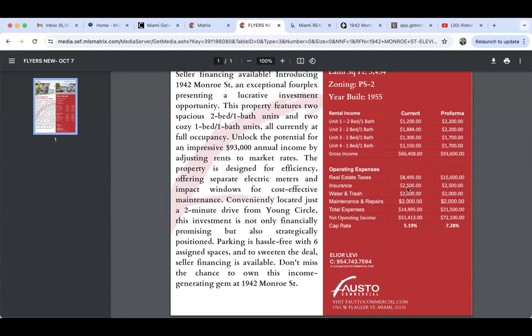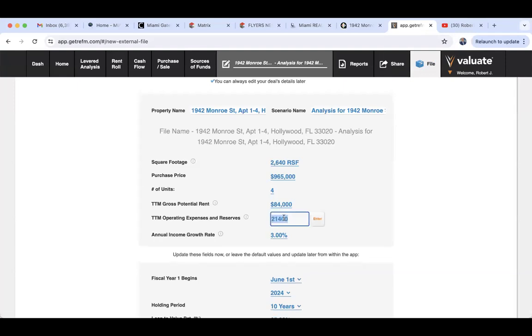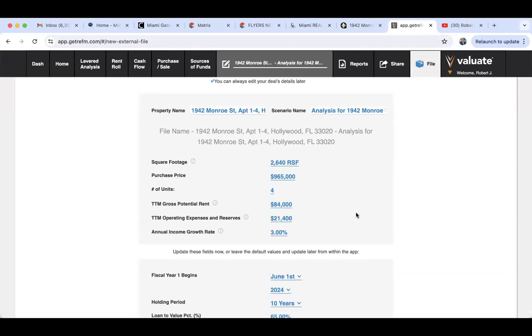So my insurance went way high. I put in $7,000 in insurance. They have $2,500 in insurance. They also have water and trash at $2,000, maintenance and repairs, total expenses of $15,000. So I am already way above that at $21,000. I don't know how insurance is really $2,500 a year, but that's cheap. I'm just going to keep it at $21,000, guys. If there are any other expenses that we need to account for, we add them here.